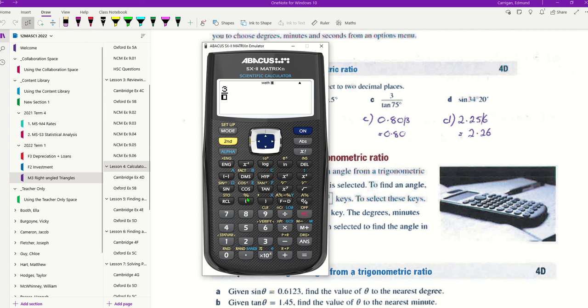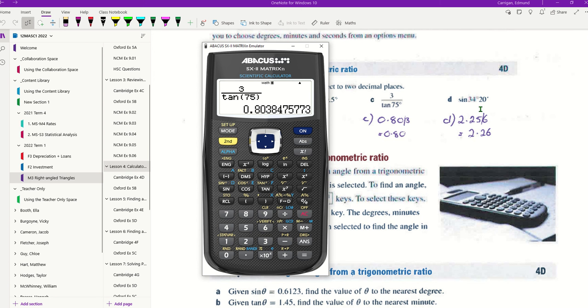Then we can put in tan 75. I'd be inclined to close my brackets again. That's down there, so to get that to the normal position, you'd push that. But you should be able to just put equals from there. 0.803. Put a line down there, 2 decimal places.